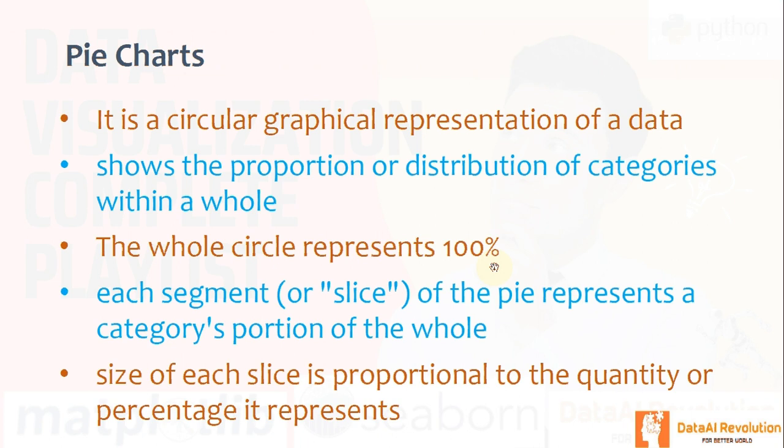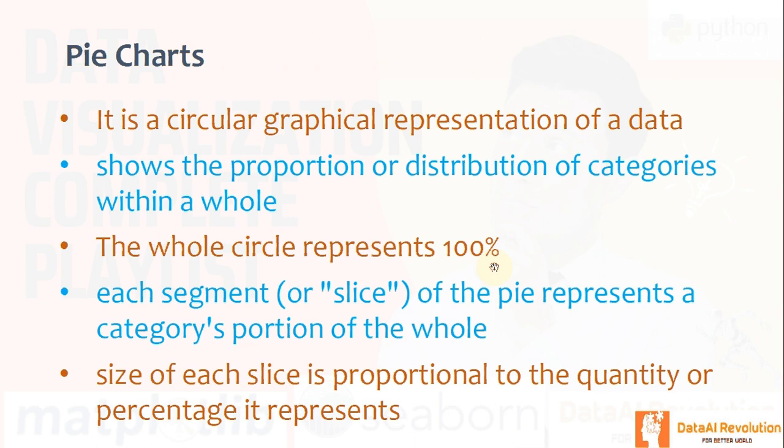Bivariate analysis is analysis in which we analyze the relationship between two variables. And multivariate analysis is analysis in which we analyze the relationship between more than two variables. It may be 3, 4, and so on.